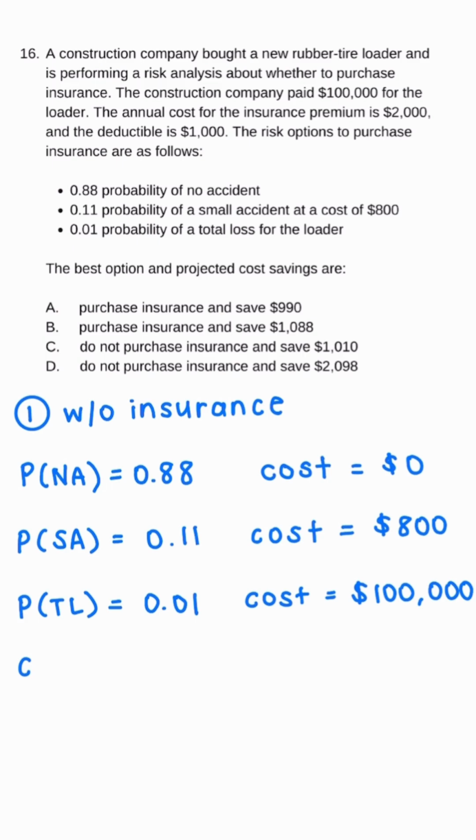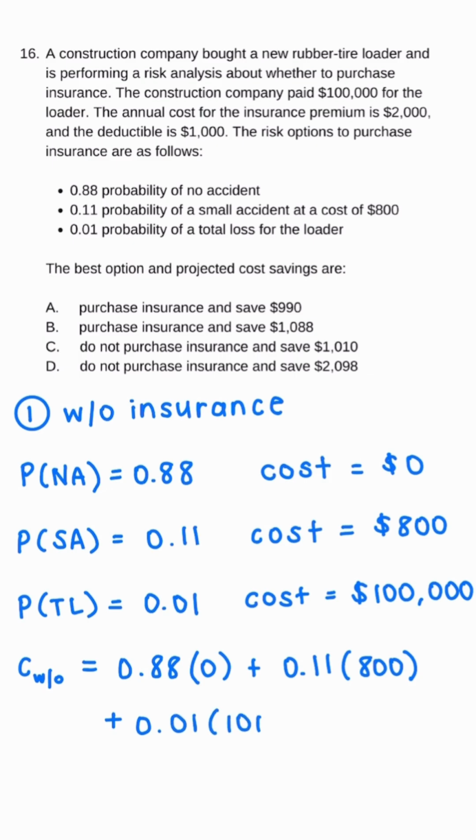So to calculate the projected cost of not purchasing insurance, you're going to multiply the probability of each scenario by the cost for that scenario. So the probability of not having an accident, 88%, times the cost of $0. The probability of having a small accident, 11% times $800, and the probability of having a total loss is 1% times the projected cost of $100,000. And if you add all those up, you're going to get a projected cost without insurance of $1,088.